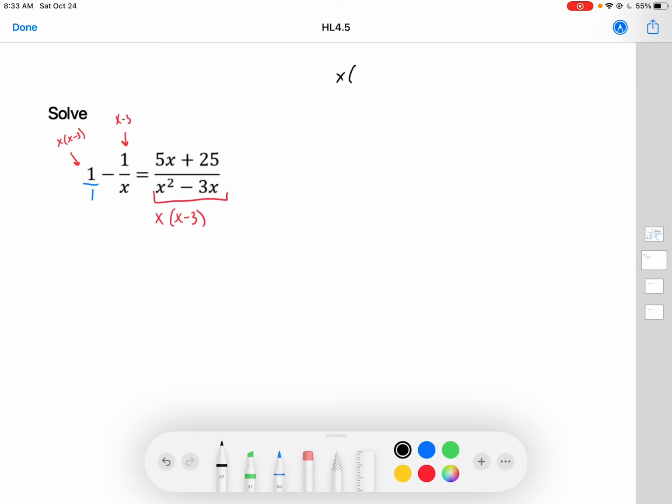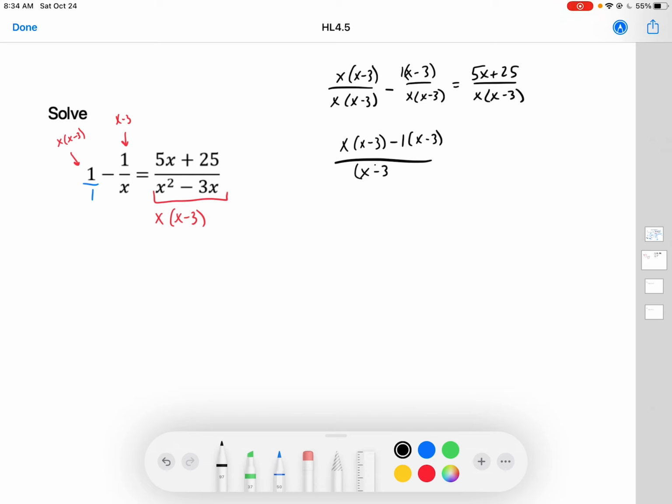So we have x times x minus 3 over x times x minus 3 minus x minus 3 over, because I'm multiplying, so it's 1 times x minus 3, right? Over x times x minus 3 equals 5x plus 25 over x times x minus 3. Once again, you can combine these if you want. So you can make it like x times x minus 3 minus 1 times x minus 3. However you want to do that, or you don't have to.